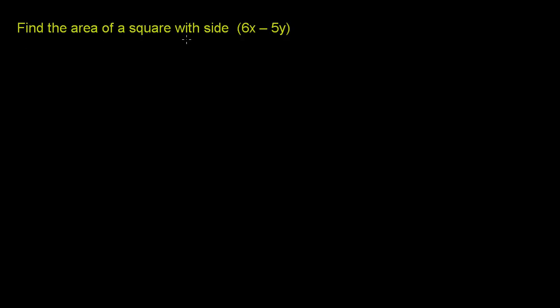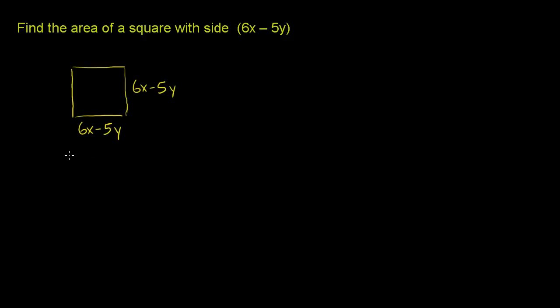Find the area of a square with side 6x minus 5y. So let me draw our square. All of the sides of a square are going to have the same length, and they're telling us that the length for each of the sides is 6x minus 5y. So the height would be 6x minus 5y, and so would the width, 6x minus 5y.